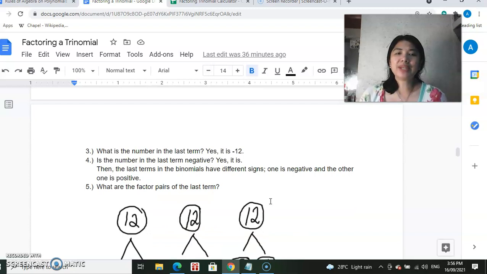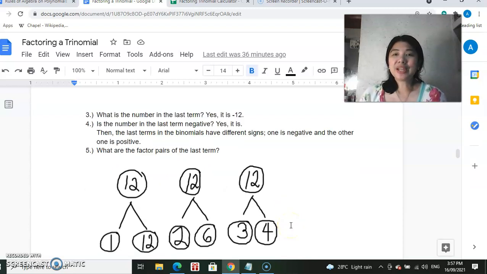What is the number in the last term? Yes, it's negative 12. Is the number in the last term negative? Yes, it is. So then the last terms in the binomials, or the binomial factors, have different signs. One is negative and the other is positive. So again, if the number in the last term is negative, ang katong second term sa binomial, dili pareha og sign. Ang usa positive, ang usa negative.